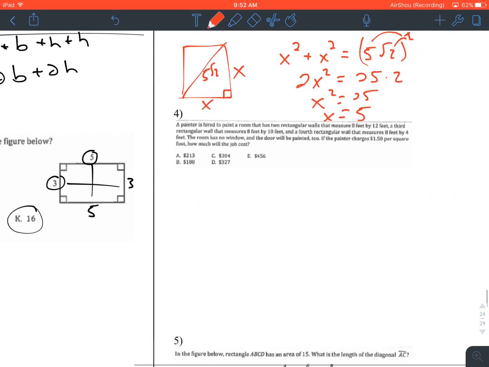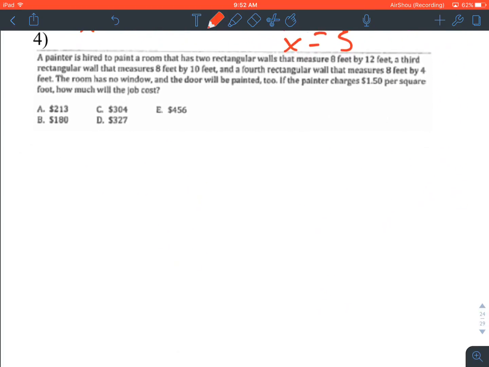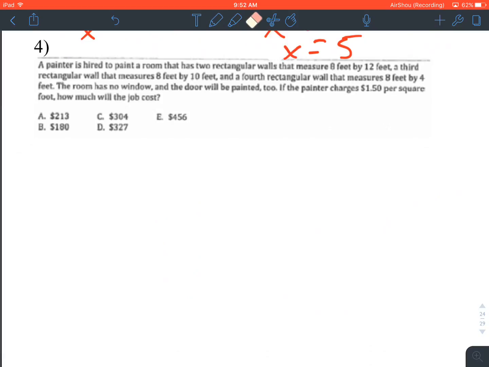So, all right, number 4. A painter is hired to paint a room that has 2 rectangular walls that measure 8 feet by 12 feet. A third rectangular wall measures 8 by 10, and a fourth measuring 8 by 4. There's no windows, and the door will be painted too. How convenient. If the painter charges $1.50 per square foot, how much will the job cost?